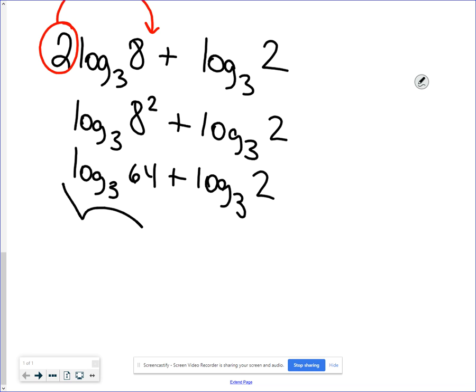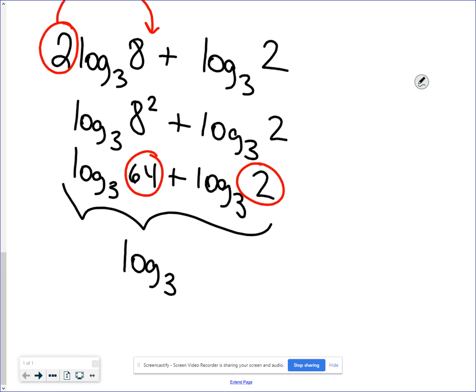So now, what are we doing here? We're adding 2 logarithms that have the same base. So what we're going to do is we're going to combine them with multiplication. So we're going to take 64 times 2, which is 128. So my answer is log base 3 of 128. All right, let's do one more example.